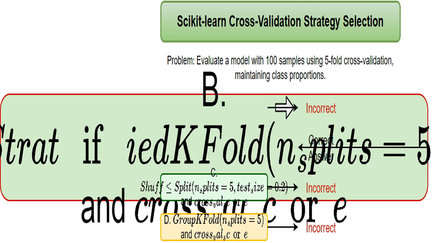Stratified k-fold ensures that each of the 5 folds has similar class proportions to the original dataset. cross_val_score then conveniently calculates the model's performance across these folds, giving you a reliable estimate. Think of it as a more thoughtful way to divide up the data than just chopping it into pieces.